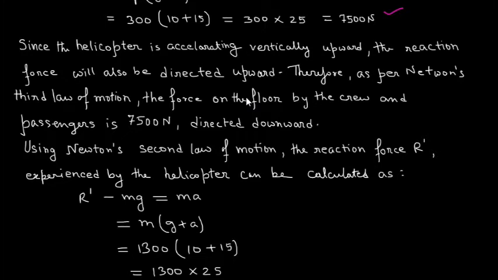So by using the second law of motion, the reaction force R dash experienced by the helicopter can be calculated as R dash minus mg is equal to ma. So R dash is equal to m (g plus a), which is 1300 into (10 plus 15). So the answer is 1300 into 20.